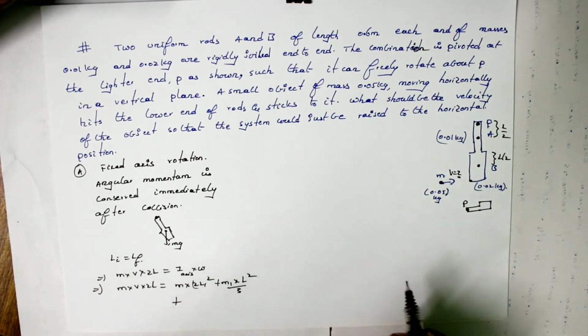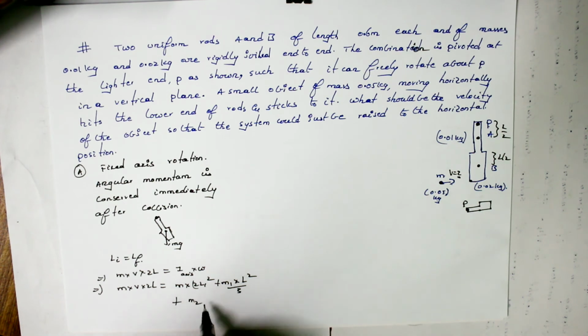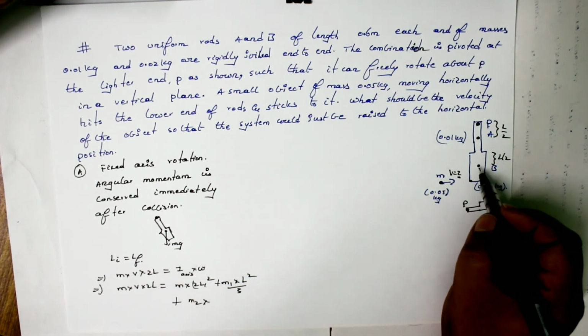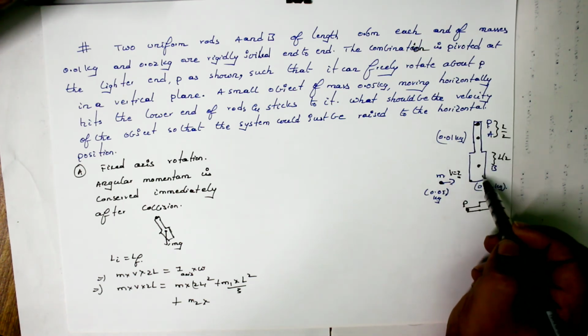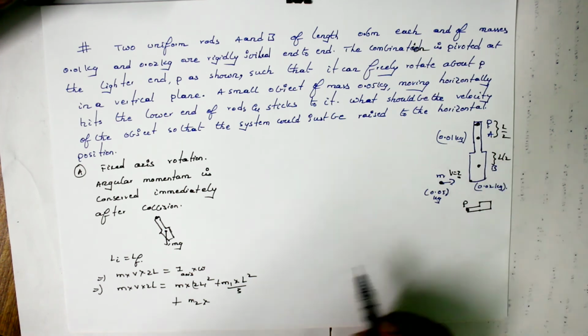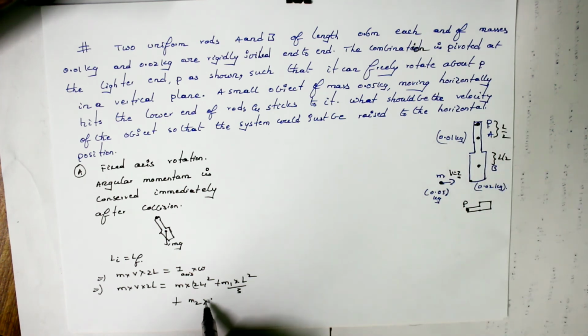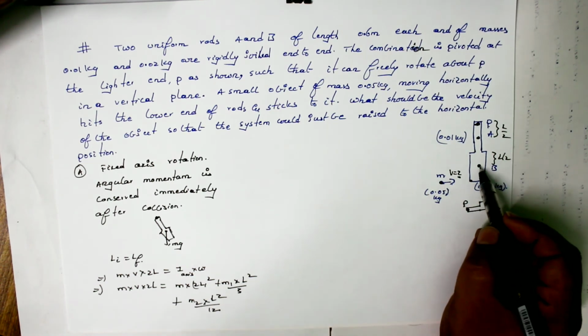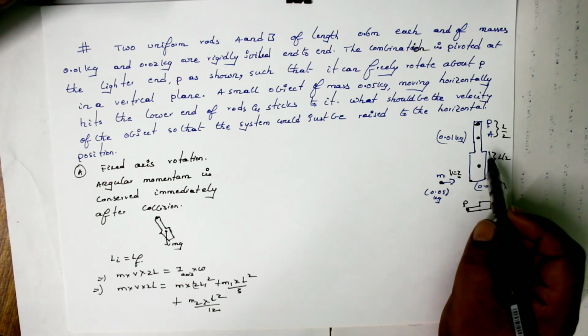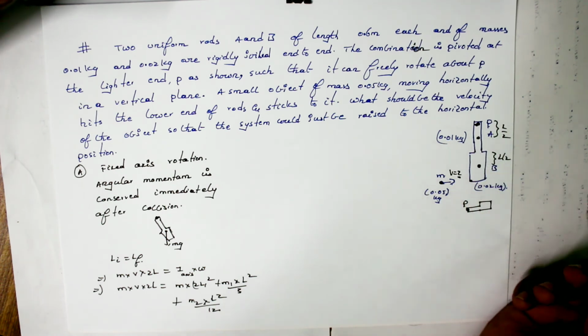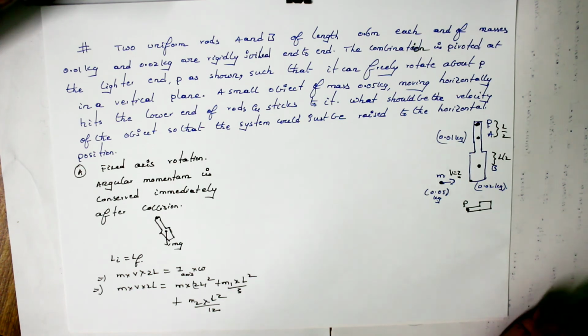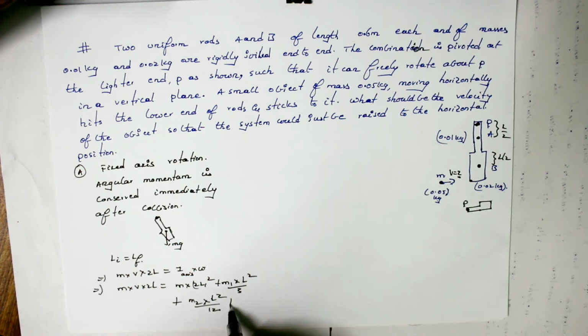Now what about the moment of inertia of the second rod? Its mass is m2, and this is the center of mass of the second rod, but the axis of rotation is present here. So for a rod, the moment of inertia is ml square by 12, so m2 into L square divided by 12. But this is the axis only about this point, and my axis of rotation is present at a distance of 3L by 2. Therefore I have to use the parallel axis theorem: ml square by 12 plus md square.